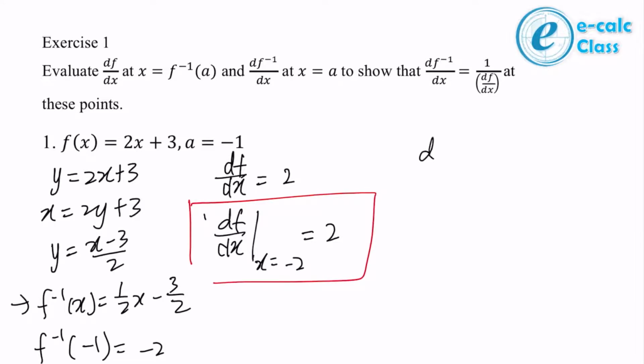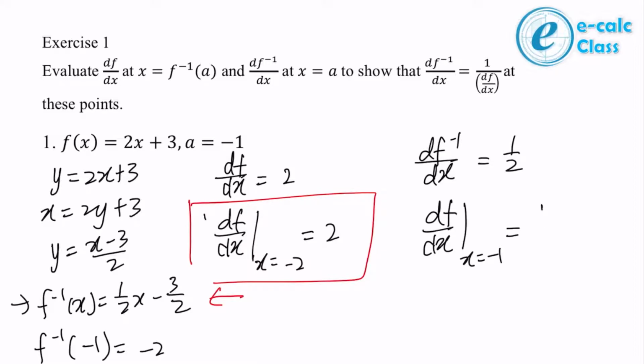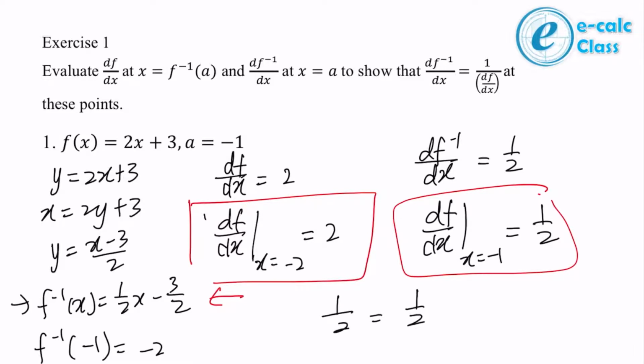Now we differentiate this f inverse. We just get a half. So df/dx at x equals -1 is also half. Then you know that 1 over 2 is half. End of proof. Okay, so yeah, that's it.